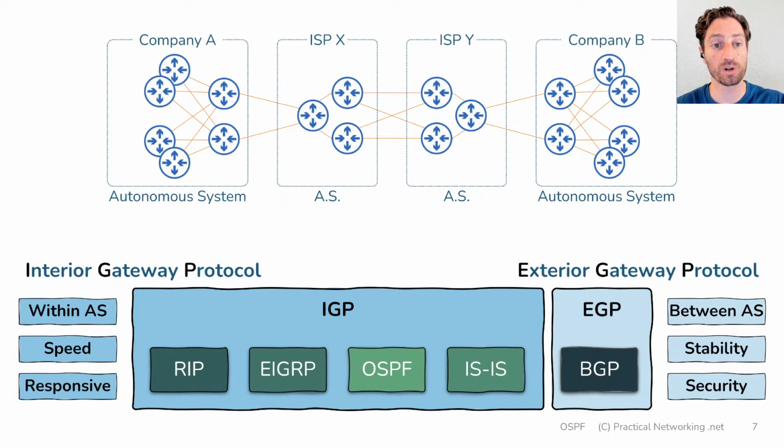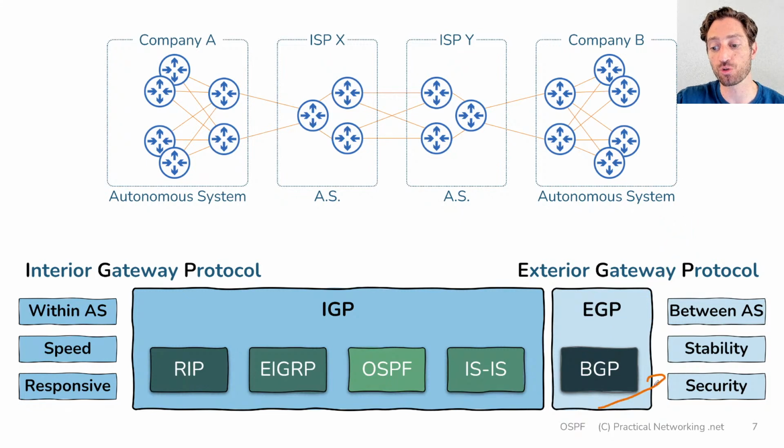Consider it isn't that one's better than the other. There are just different use cases, which make one more appropriate than the other. And typically an EGP is for communication between autonomous systems. The other thing I'll mention down here is security. You can do some sort of route filtering with most of the IGPs, but not nearly to the degree that you can with BGP.